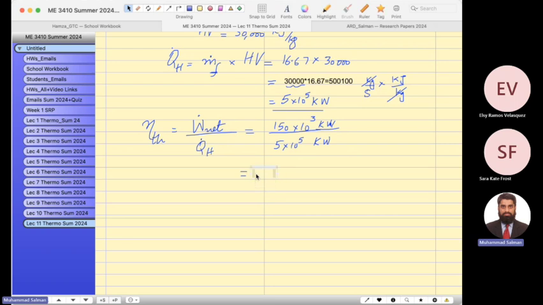So I can write down here 150 divided by 5 times 100. 30%. So this steam power plant is 30% efficient.